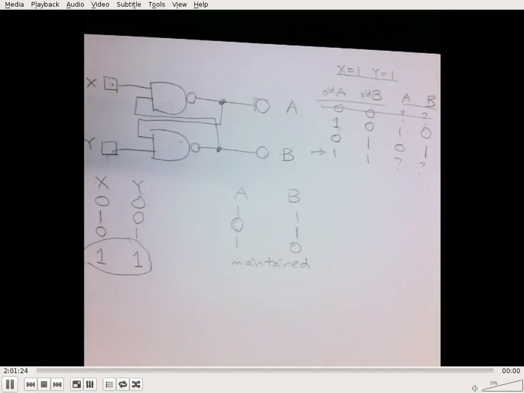Are there any questions about the SR latch? This circuitry is called the SR latch.